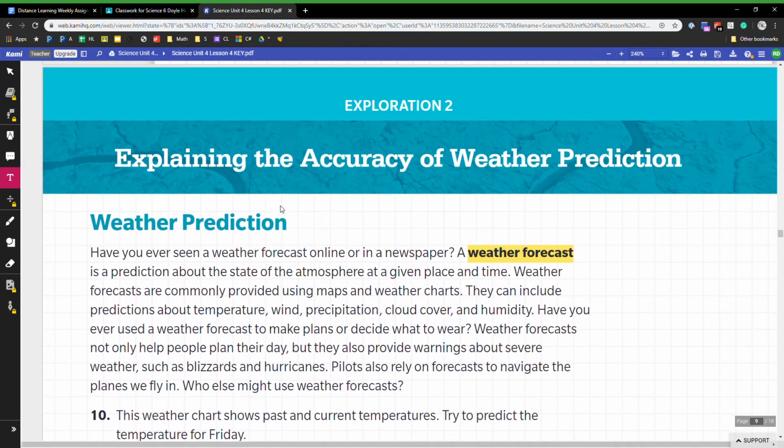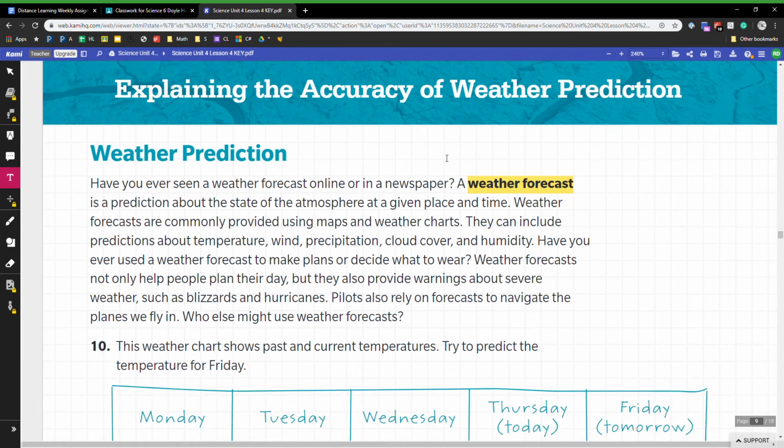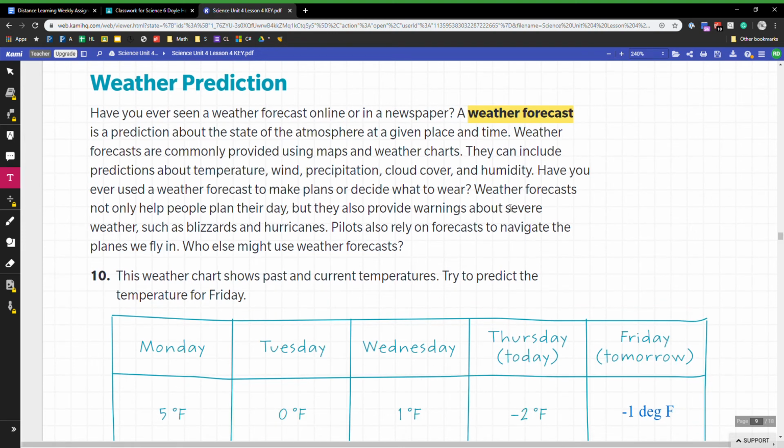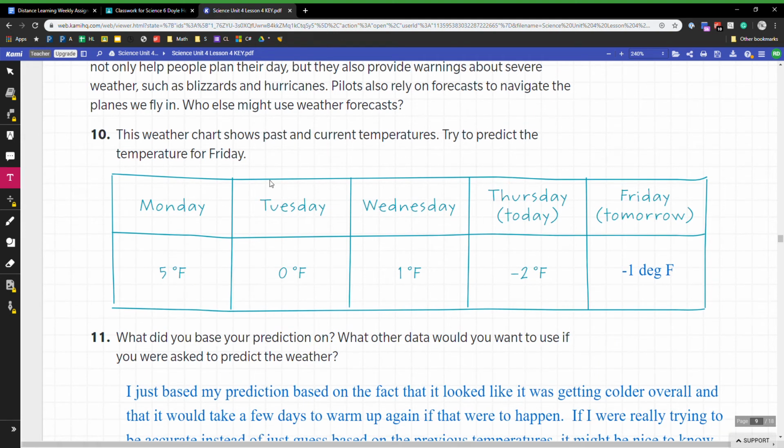Okay, here we have exploration 2 of lesson 4. So this is talking about explaining accuracy of weather predictions. It talks about how a weather forecast is a prediction about what will happen at a given place or time. It says, have you ever used a weather prediction to decide what to wear? It talks about how people use weather forecasts. Pilots rely on forecasts to navigate planes. And then it gets to this table.